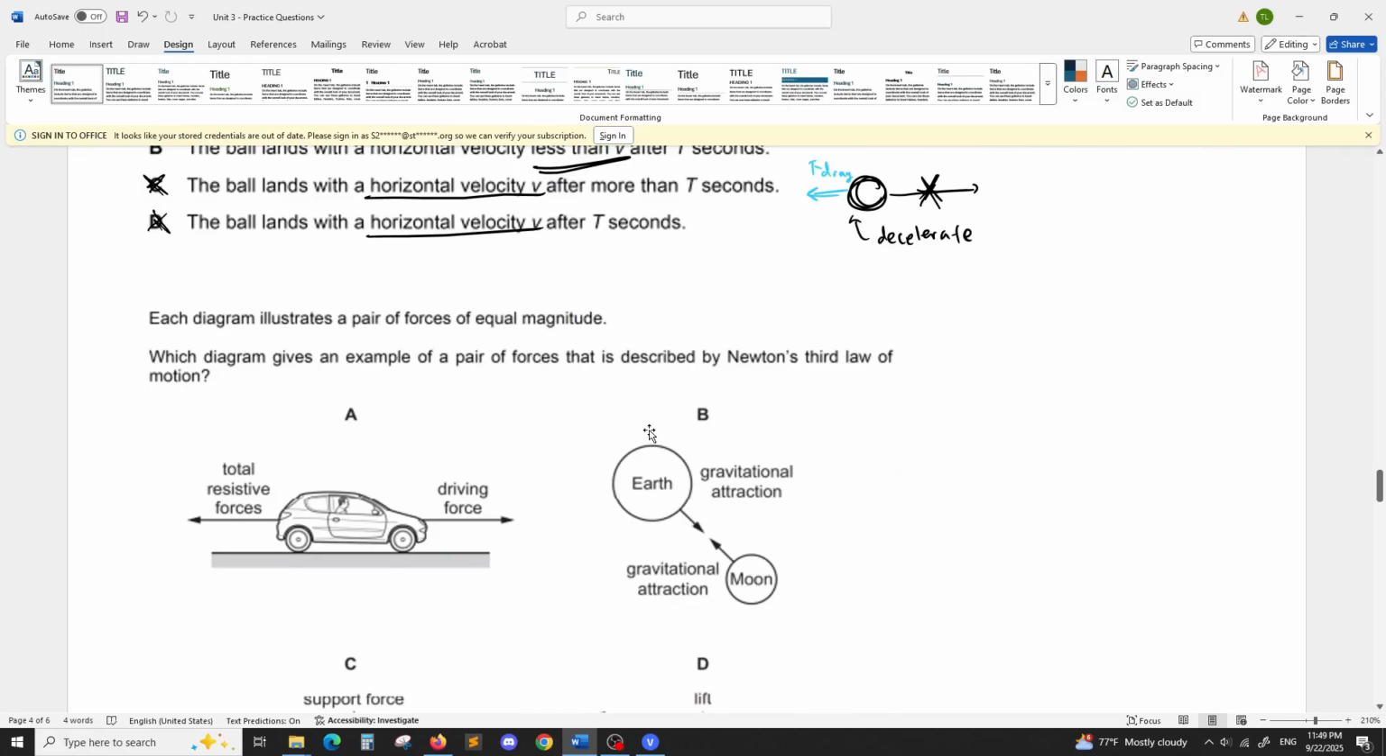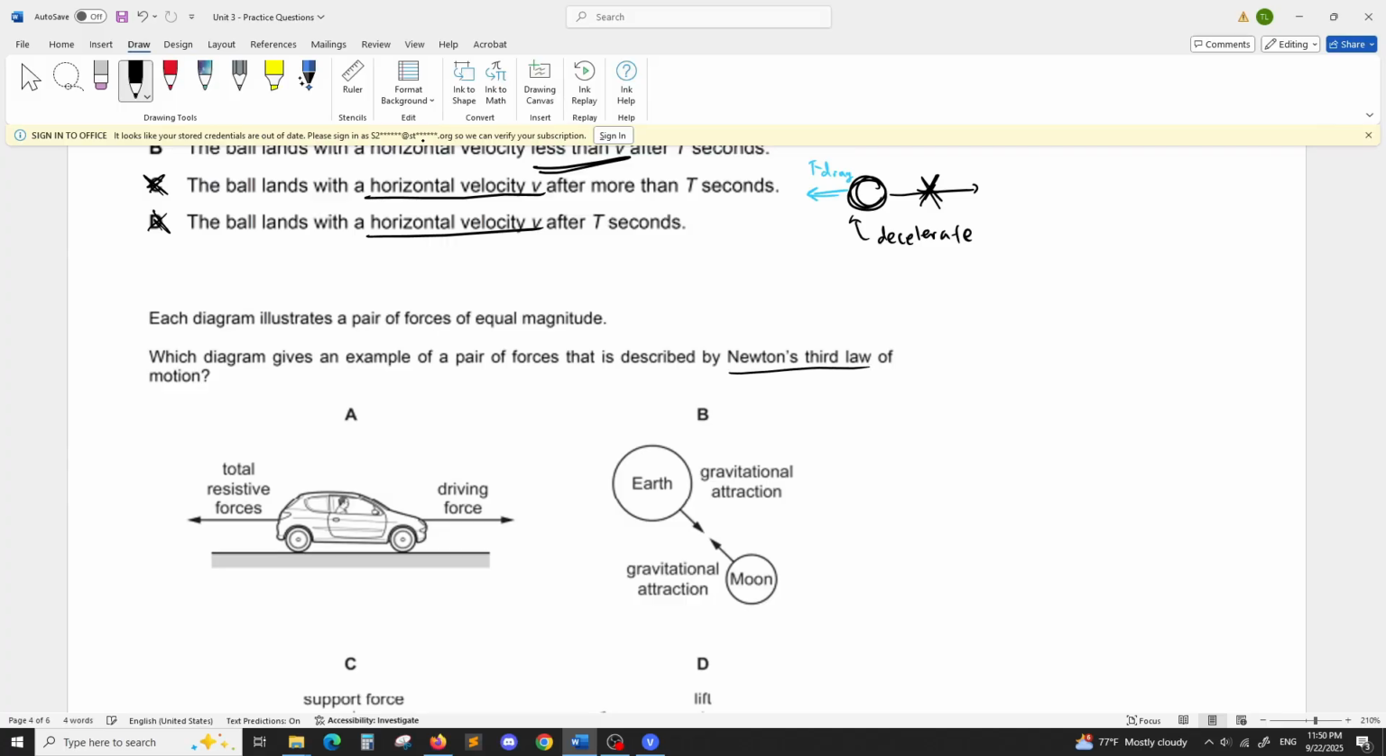Each diagram illustrates a pair of forces of equal magnitude. Which diagram gives an example of a pair of forces that is described by Newton's third law of motion? Okay, so Newton's third law of motion is just saying equal and opposite reaction. Equal just means same magnitude, and direction means direction. They should be going in opposite directions.